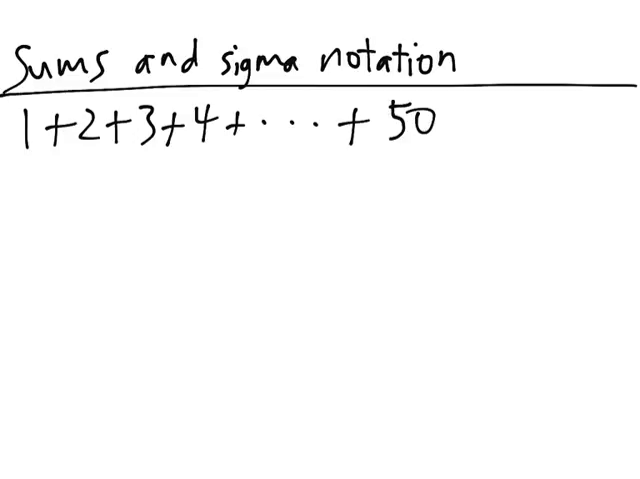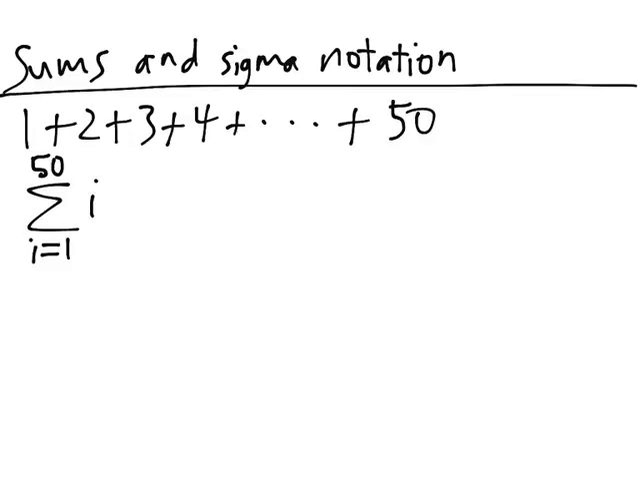A useful shorthand way to write this sum without using dots is to say sigma. On the bottom we have i equals 1, and on the top we have 50, of i. What this notation means is that we're summing the quantity i starting from i equals 1 and going up along the integers until it reaches 50.